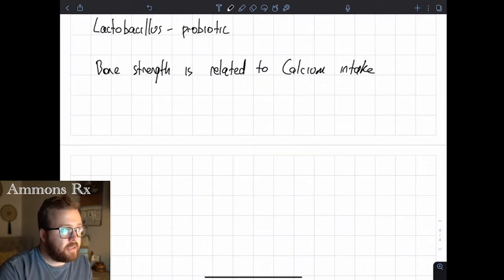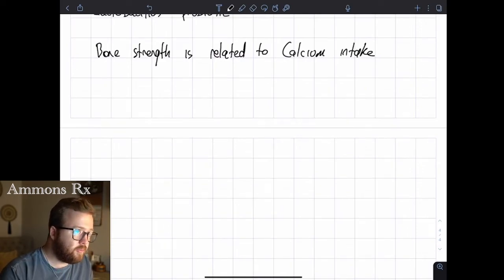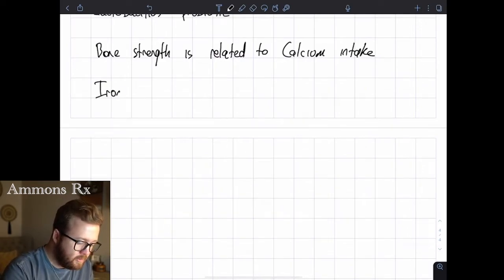What dietary supplement is used to treat anemia? So the most common form of anemia is iron deficiency.